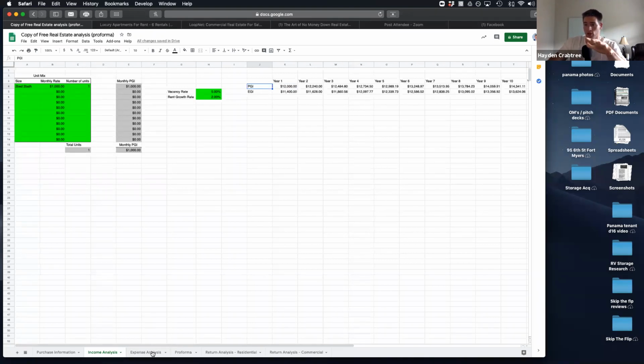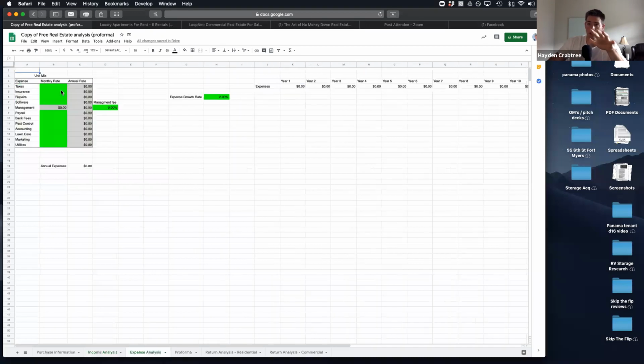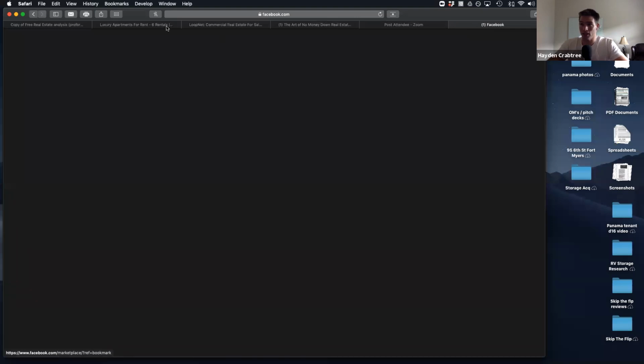The next thing we're going to go to is our expense analysis. Whenever we're doing our expenses, we want to be very sure that we're getting all of them. The first thing is property taxes, and you want to make sure they're input accurately, because those are something you pretty much can't negotiate or get out of.